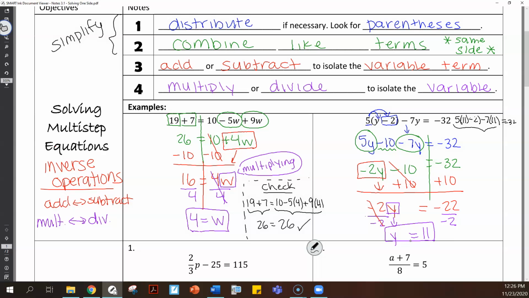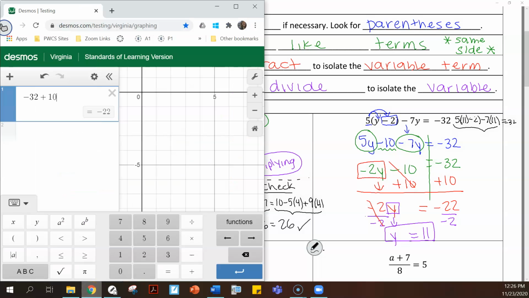Okay. And all I have to do is put each side into Desmos to make it one single number. So I've got 5 parentheses, another parentheses to plug in my 11, -2, close, -7y, but I know that y is 11, close it, and I'm going to get that that side equals -32. This side also says that it's equal to -32, so that is correct.